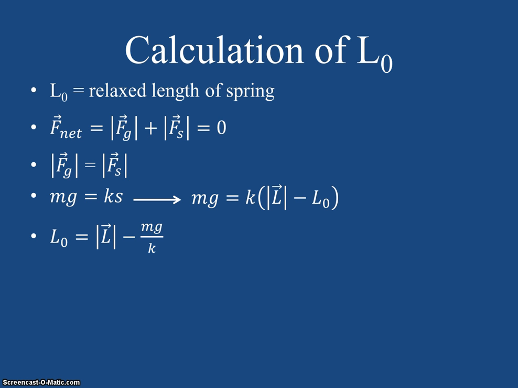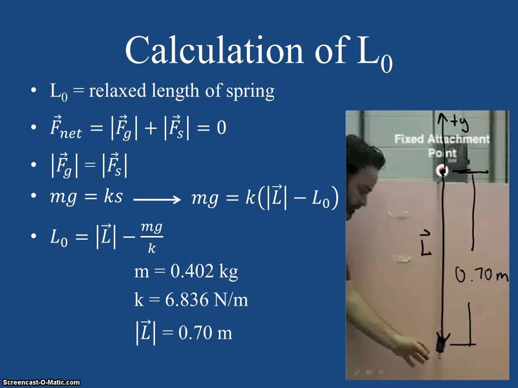Mass is given to us, and K was solved for earlier. L is given to us in the lecture video as an instance where the spring was stretched. This value is 0.70 meters, as shown in the picture. Plugging in all the values, we find L0 to be 0.124 meters.